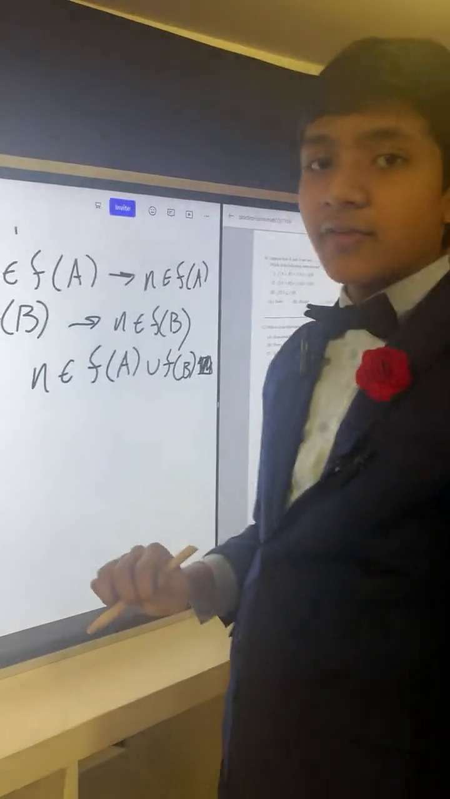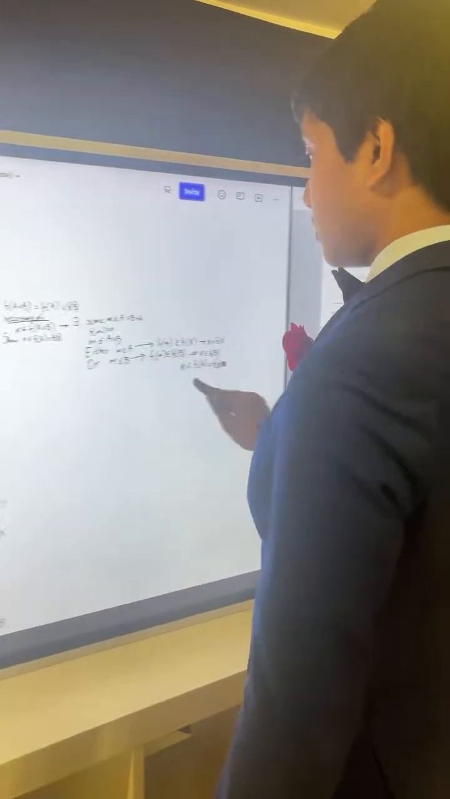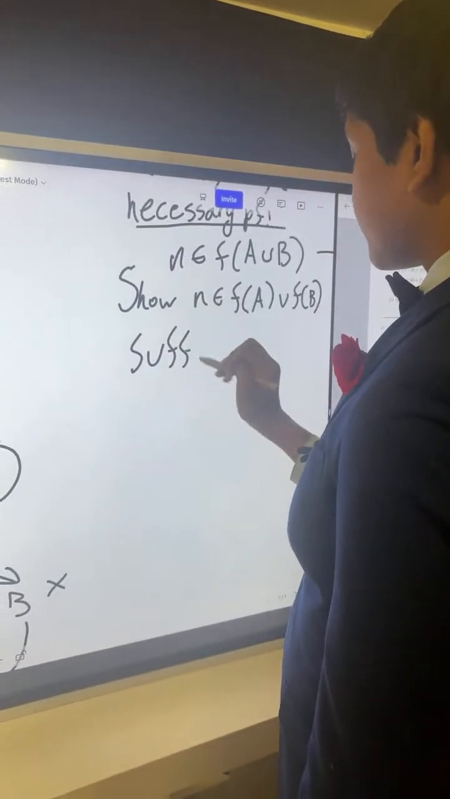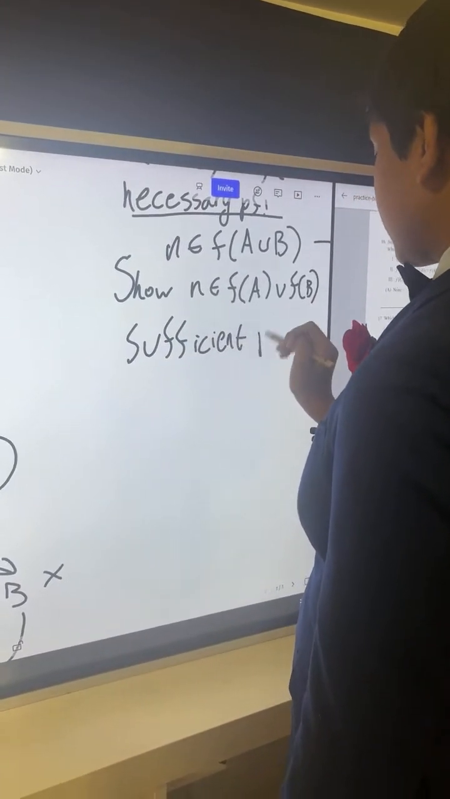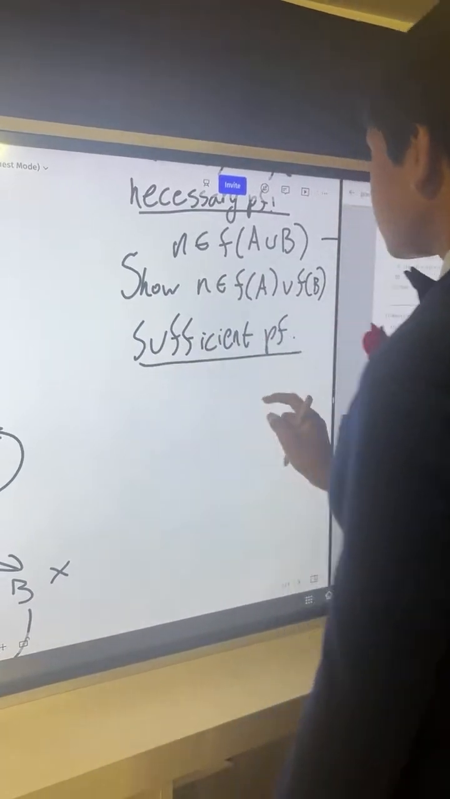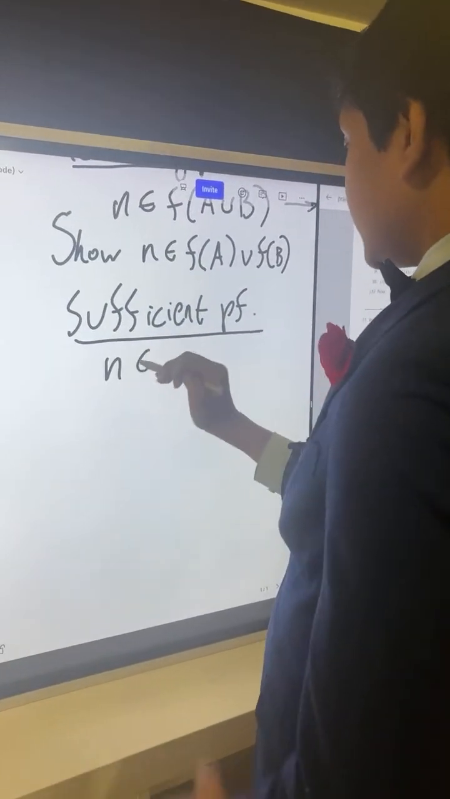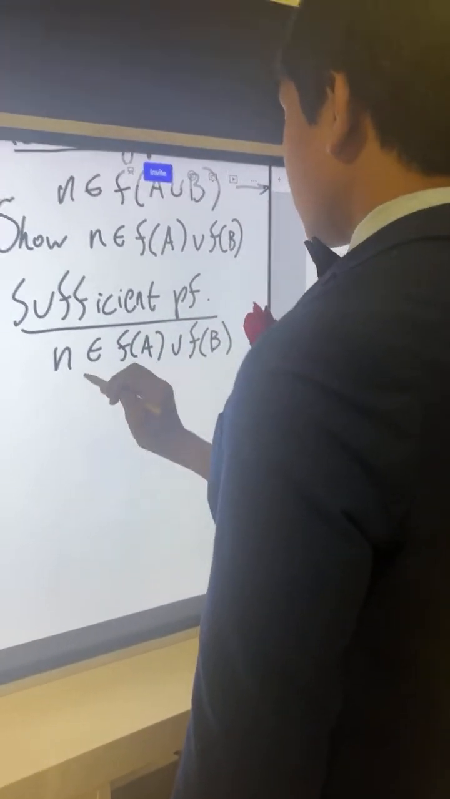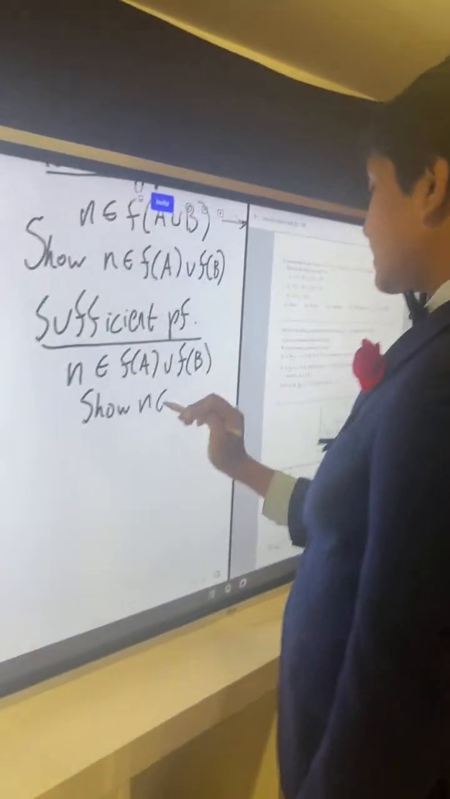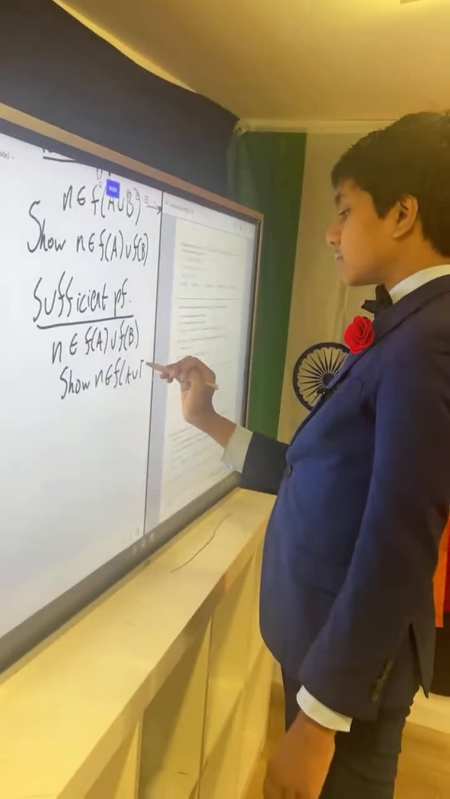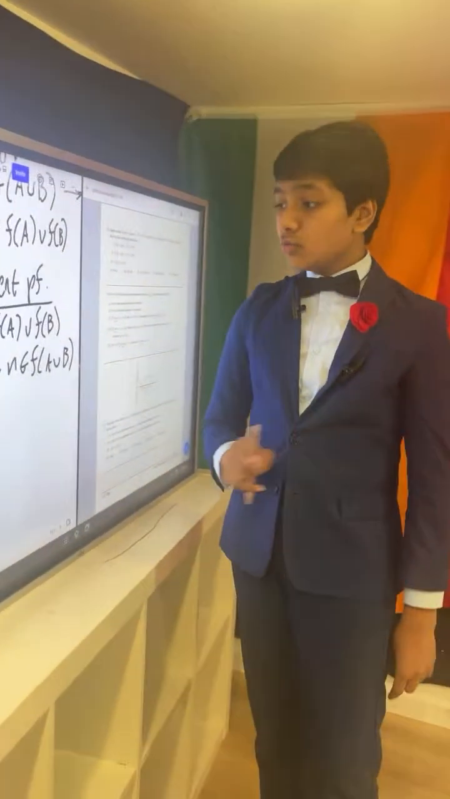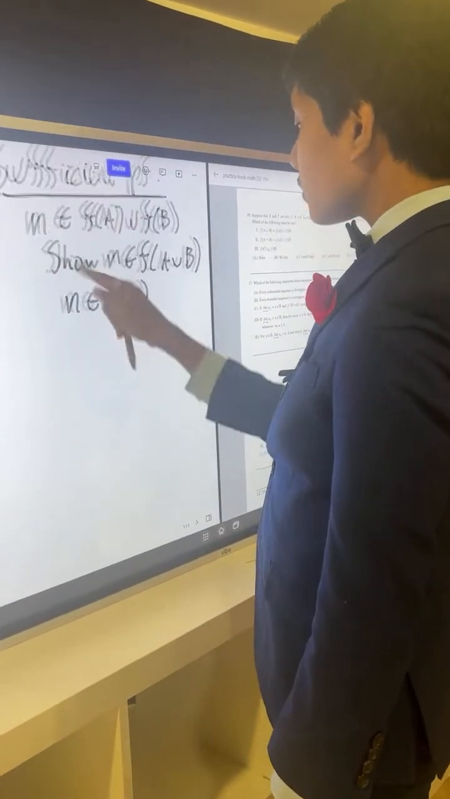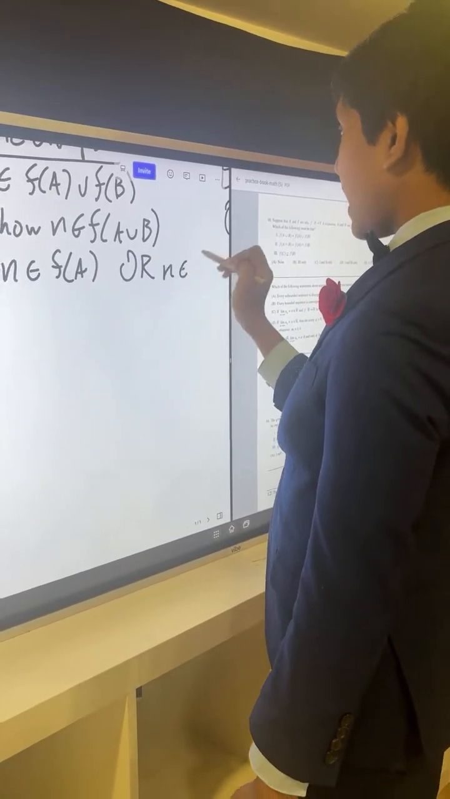Remember, we're only 25% of the way through this proof. Now for the sufficient side. n is in f of A union f of B, so n is in f of A union B. So what do we have to do? Well, now we know n is in f of A or n is in f of B.